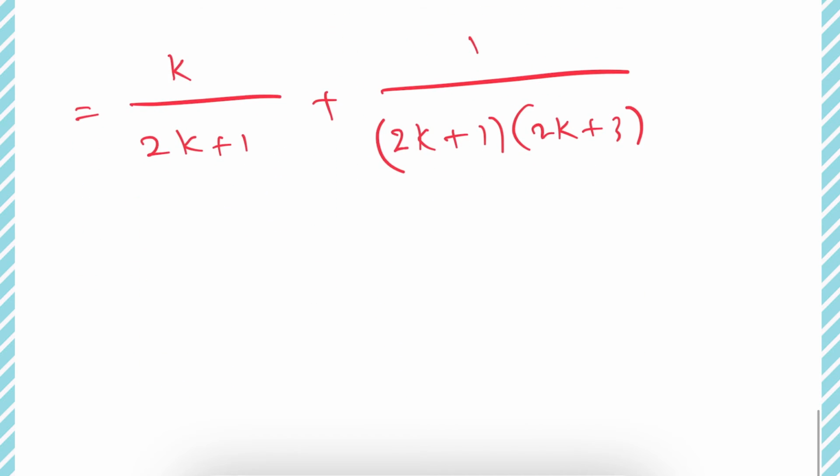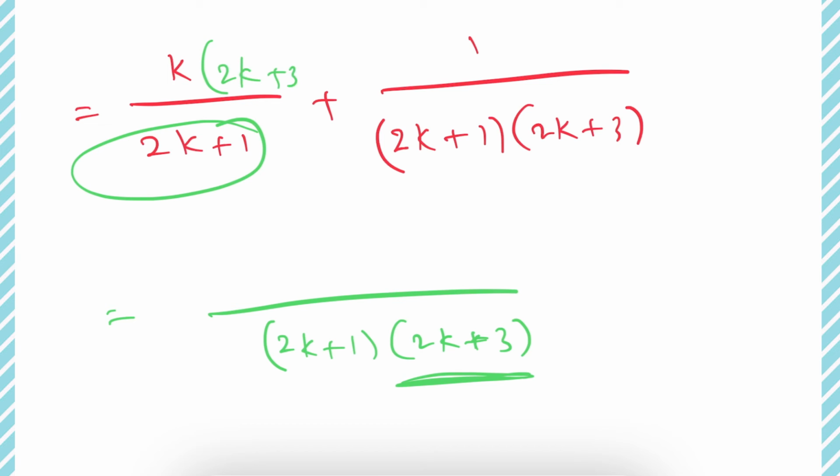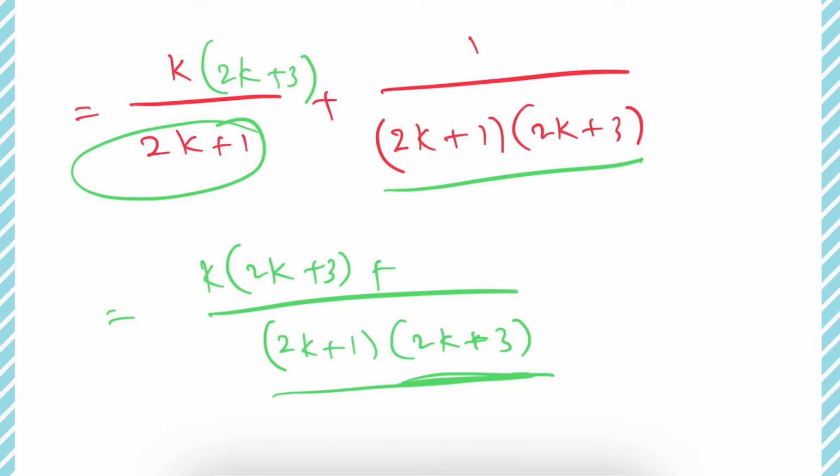So this we need to solve now. In the denominators, 2k plus 1 and 2k plus 1 into 2k plus 3 are there. So the LCM of these two denominators is 2k plus 1 into 2k plus 3. Here 2k plus 1 only is there, but in the denominator here we have the extra 2k plus 3 also. So that's why this k we need to multiply with that extra 2k plus 3. So we get k into 2k plus 3 plus 1, and the total denominator is 2k plus 1 into 2k plus 3. So write this numerator as it is without any change.